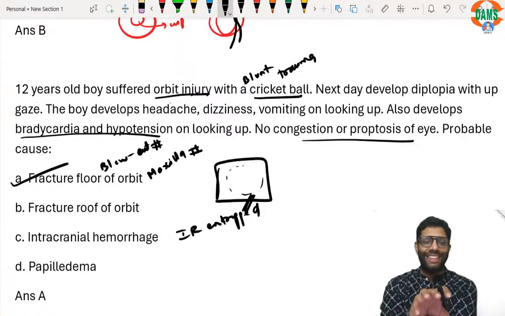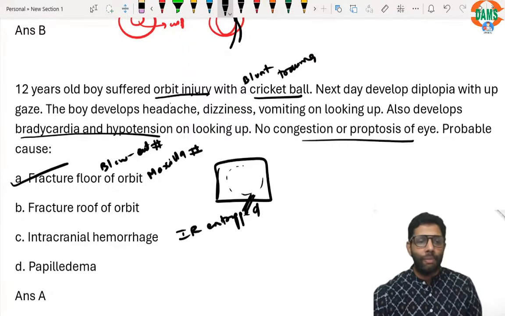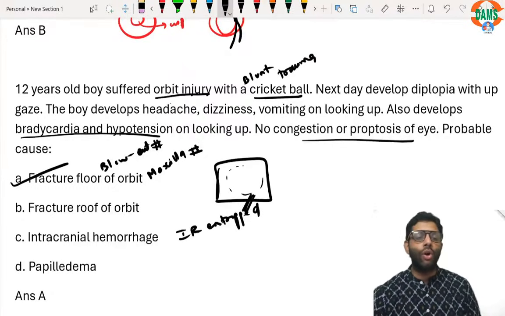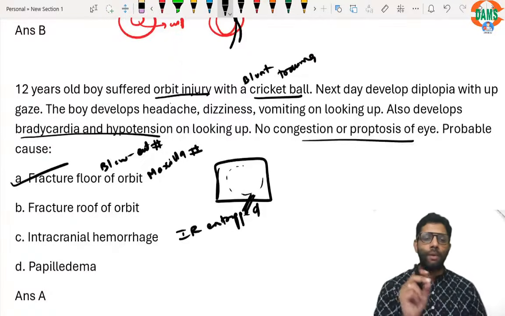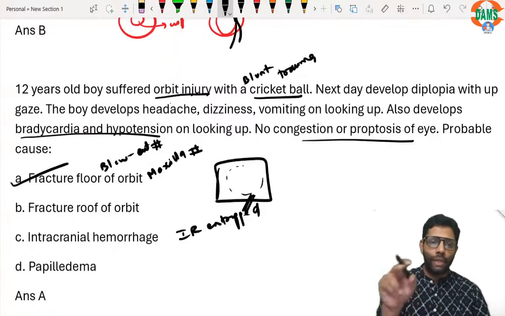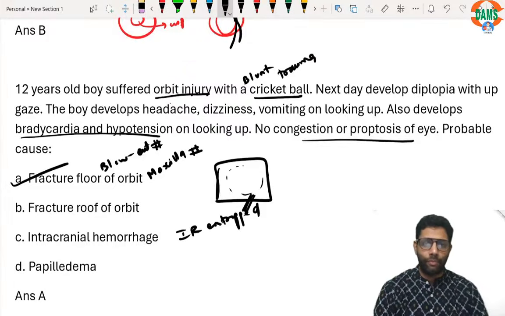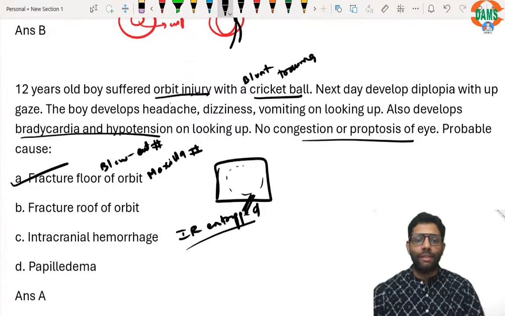But if the IR is entrapped, a restrictive squint, there is more problem looking up. And bradycardia, why? Because of the oculocardiac reflex. Sensation, the fifth nerve supplies, sends impulses to the 10th, vagus, decreasing the heart rate. So the IR is entrapped as a restrictive squint.